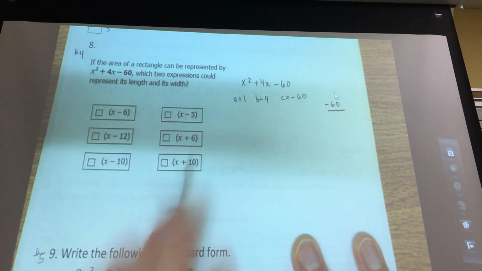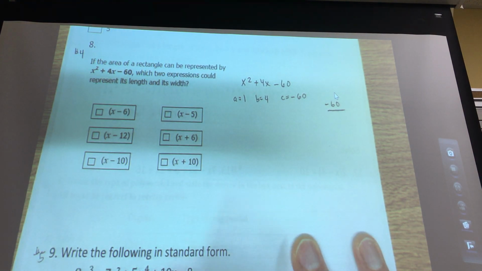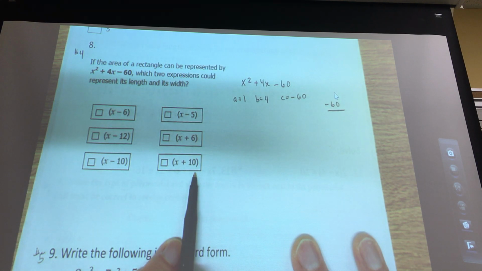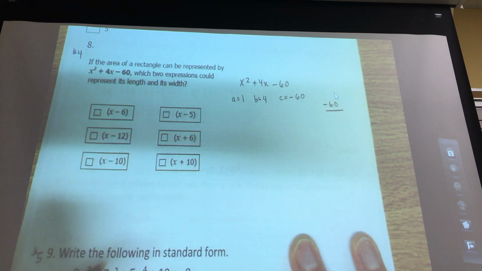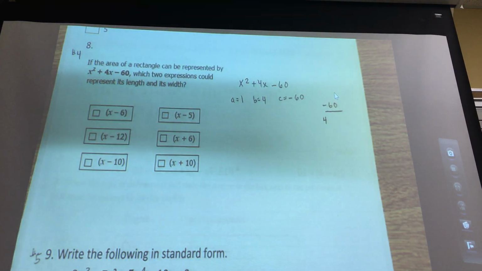So that's what I'm going to start with because I don't need to do 1, 2, 3, or 4 because they don't exist over here, so there's no reason to do that. So I'm going to start with 4. 4 times what is 60?